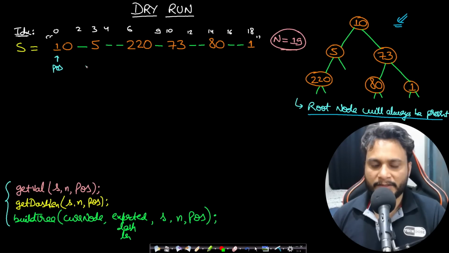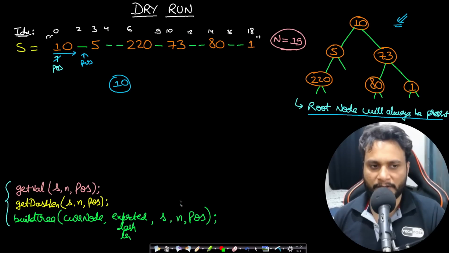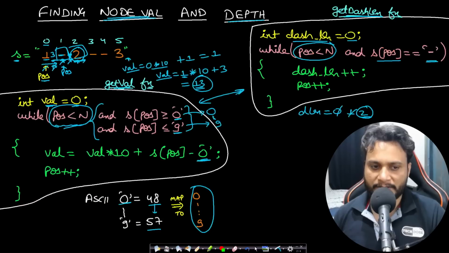So whenever I start the call, before even making the call, I will extract the first value. The position will be updated here. And I will build the root of the tree node. So this will be 10. This I will be doing even before making the DFS call or the recursion call, because I know the root is always present, isn't it?